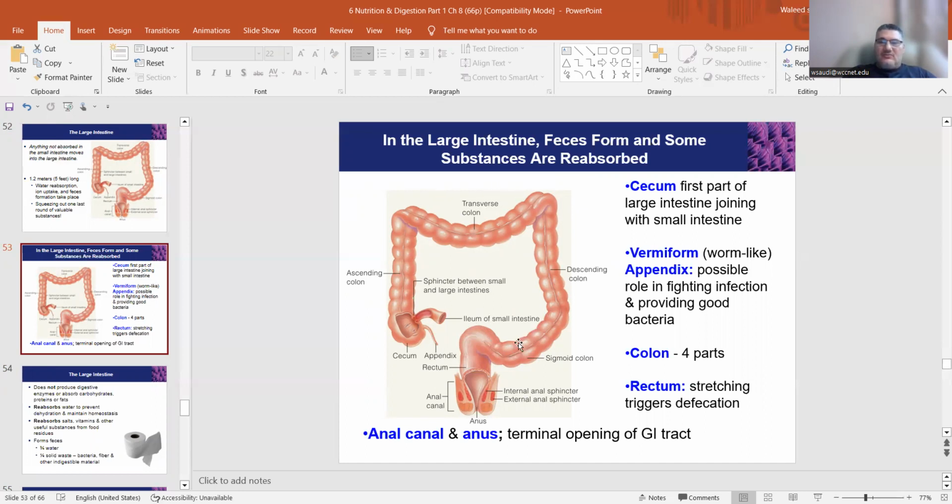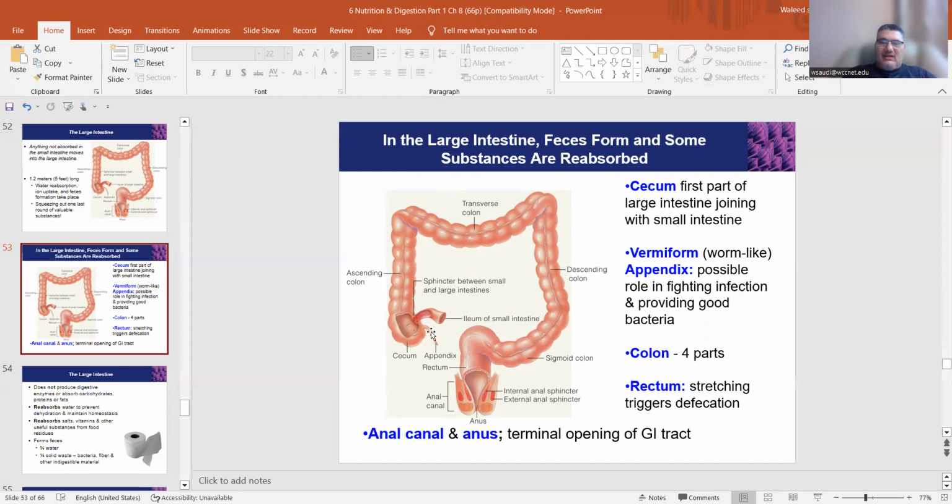All this part until here is called the colon. Just this part is called the rectum and anus. So the colon is all of this, plus the rectum and anus at the end.